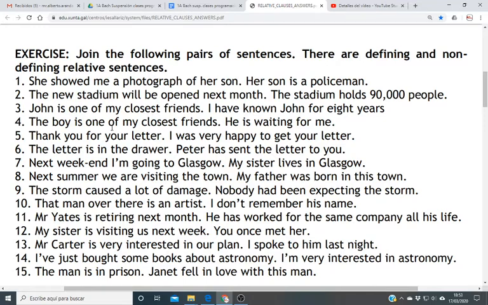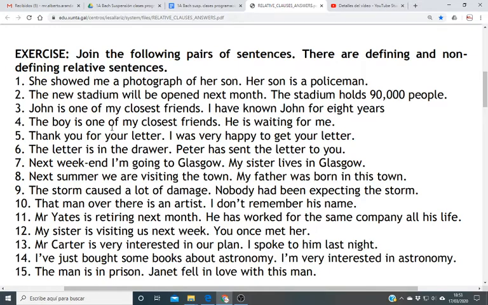11. Mr. J is retiring next month. Makes perfect sense. Anything we add is optional. He has worked for the company all of his life. Okay, so we have to use who because we're talking about a person, and we cannot use that because it's non-defining and it has to go between commas. Mr. J, who has worked for the same company all of his life, or all his life, is retiring next month.